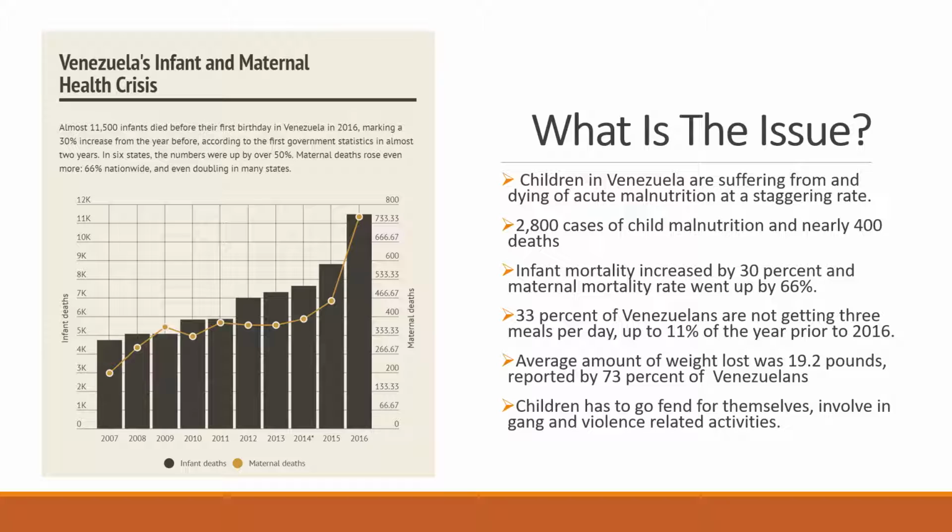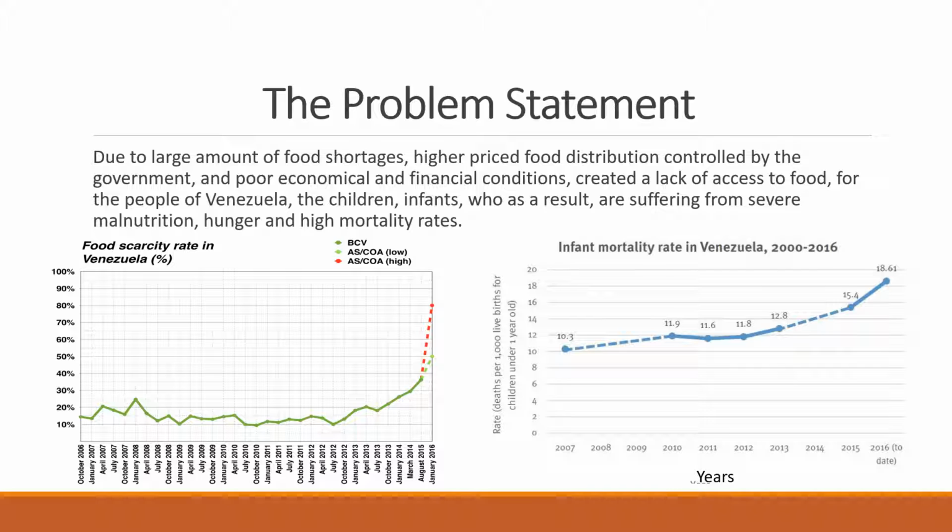the number of cases has risen to 2,800 cases of child malnutrition and nearly 400 deaths. Infant mortality has increased by 30% and maternal mortality by 66%. 33% of Venezuelans are not getting 3 meals. People have lost 19.2 pounds, as reported by 73% of Venezuelans, and children are forced to fend for themselves.